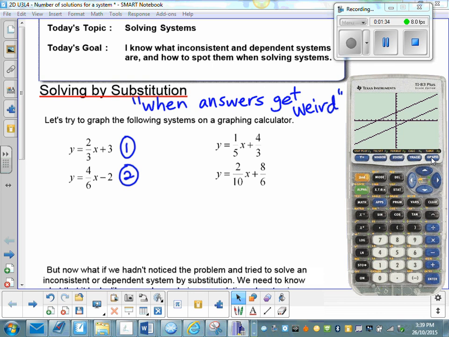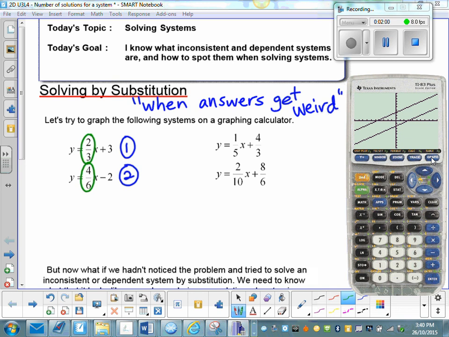And they don't cross each other. And that's what we're trying to find when we solve the system, is where they cross each other. And they don't seem to be crossing each other. So I'm going to take a look at the equations, and you realize when you look at the equations that 2/3 and 4/6 are equal to each other, because if we write 4/6 in lowest terms, it's going to be equal to 2/3.